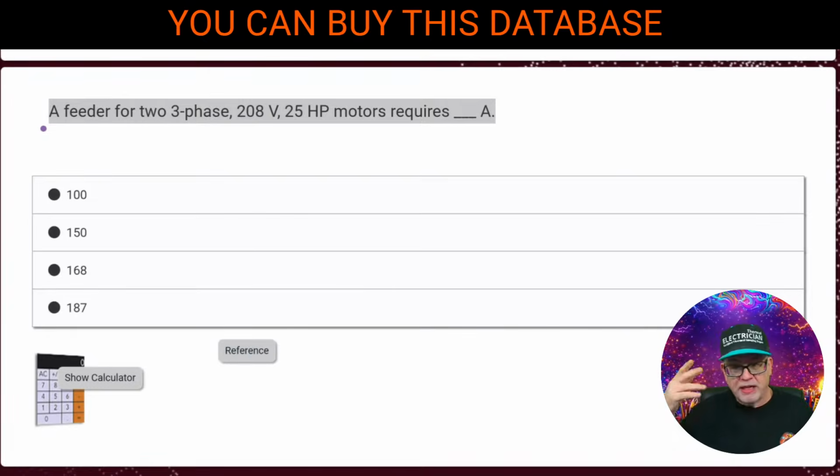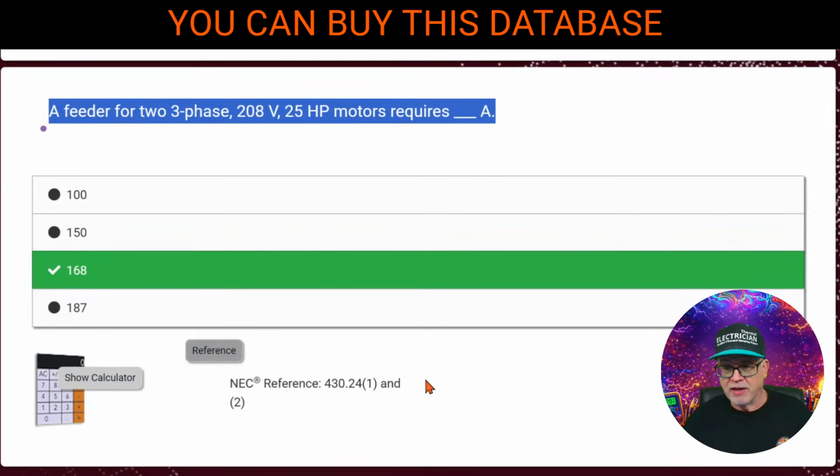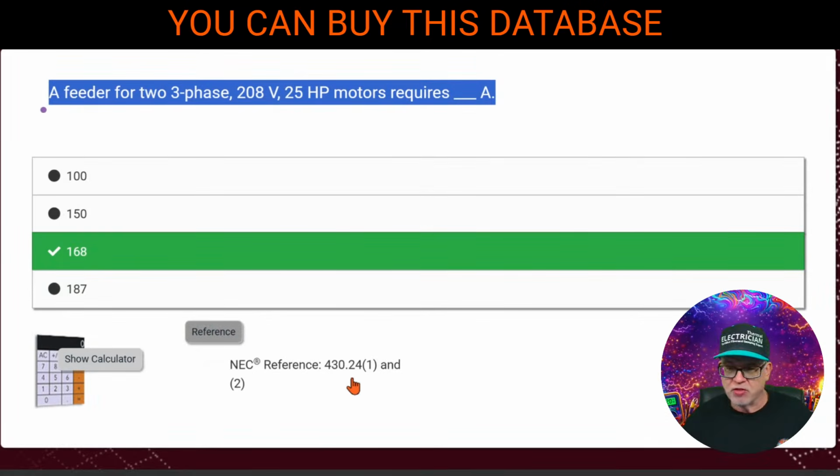Again, the 0.3 we can drop. And one thing to remember, looking at the question, you should not be saying, well, I don't see that the answer is 168.3. You always choose the best possible answer. In this case, the 0.3 can be dropped, and we're just looking at the 168. So boom, right there. And there's your code reference, 430.24(1) and (2), and also you have to understand how to do the tables back in 430.250 for three-phase.